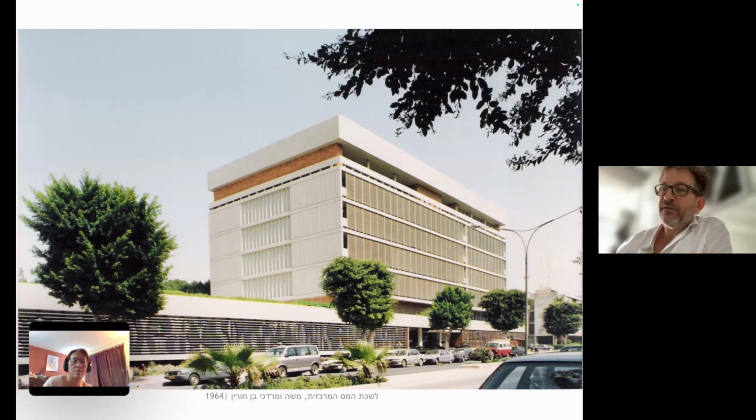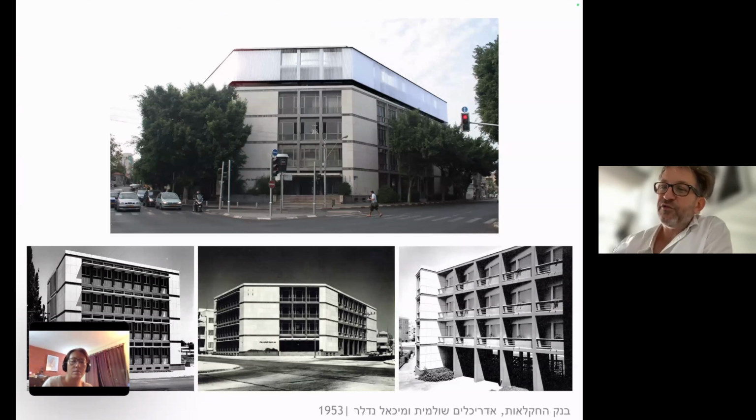So you can see here, this new layer, this brutalism layer, is also the base for additions, for adaptation of, for example, at the upper slide, you can see an historical agricultural bank, which is being transformed today to a hotel.